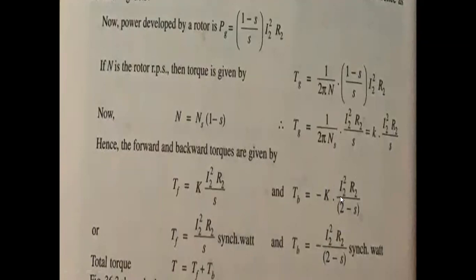Backward torque. Or from this, we can write the forward torque TF is equal to, if you omit the K, I2 square R2 by S synchronous watts, and TB is equal to minus I2 square R2 by (2 minus S) into synchronous watts. So from this, both the torques are added to get the total torque. So T is equal to TF plus TB.